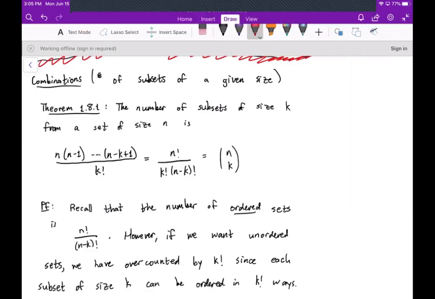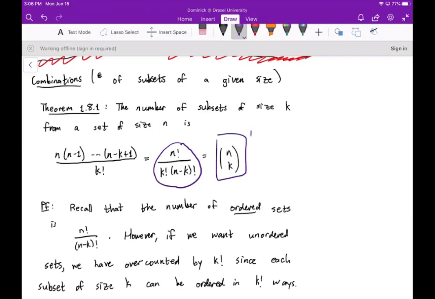Okay, guys, welcome. In this video, we're going to talk about combinations, or another way you can think of this is that this is just the number of subsets of a given size. Now, the number of subsets of size k from a set of size n would be n factorial divided by k factorial times n minus k factorial. A lot of times we will just write this in this form, and a lot of times this is read as n choose k. So if you hear me say 10 choose 3, that's what I mean.